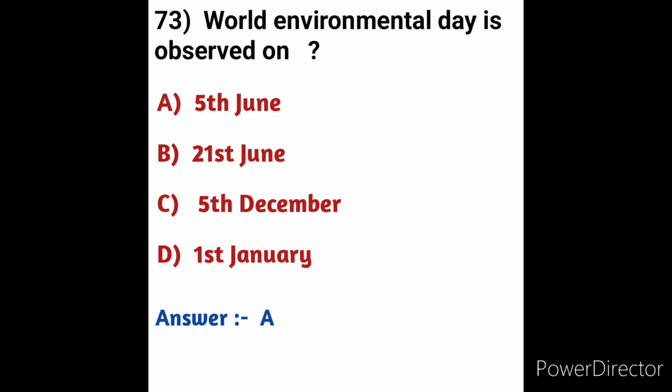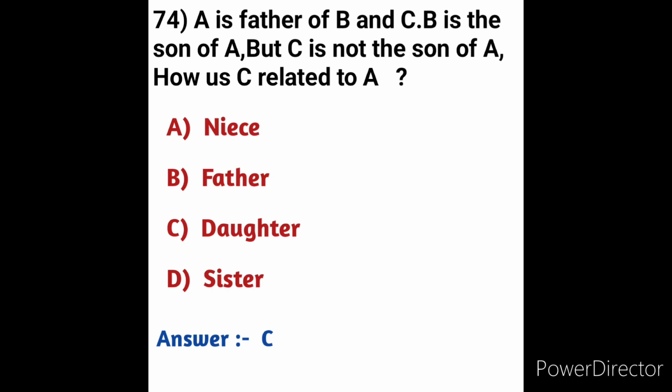On to question number 74. A is the father of B and C. B is the son of A, but C is not a son of A. How is C related to A? This is a confusing question, because here A is the father, and B and C are both children of A. So here one is a son and one is a daughter. We will see the options: option A niece, option B father, option C daughter, and option D sister. Here option C is the correct answer.